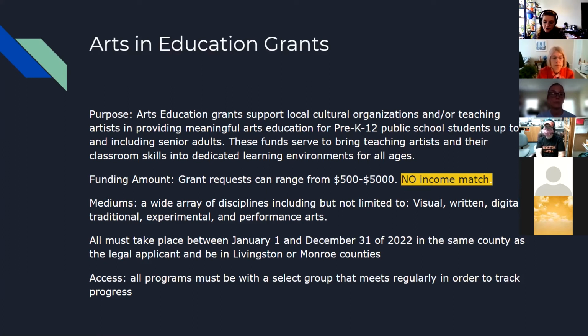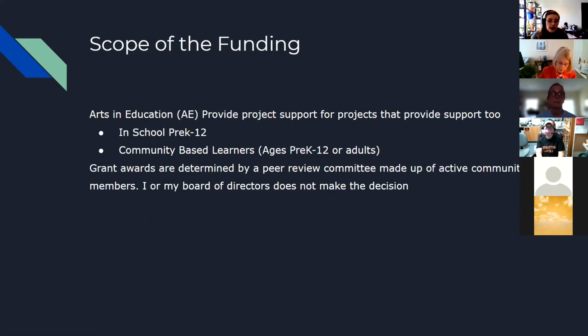So what is the scope of the funding for this grant? The Arts and Education grant provides project support for projects that take place in school in pre-K through 12 settings or community-based, for example, in a rec center or a library, what have you, and this can be preschool through adults. Grants are awarded, but are not determined by myself or my board. This is determined by community members in a panel.